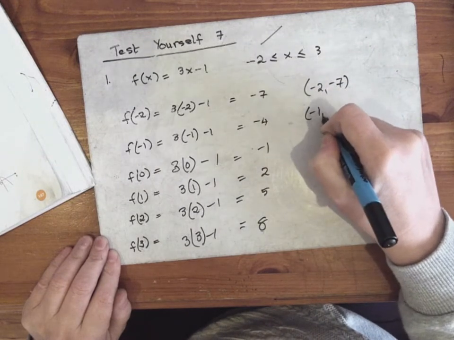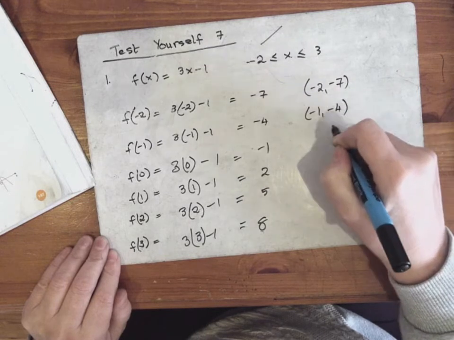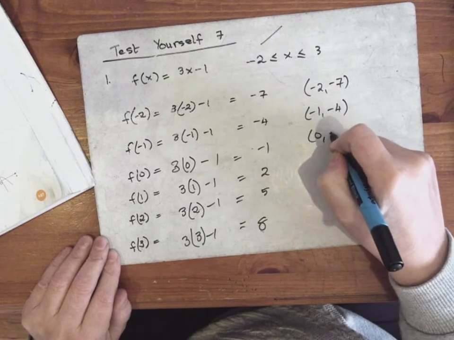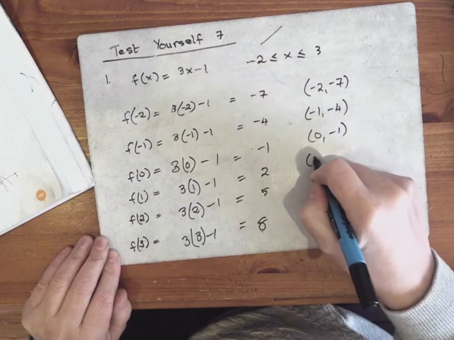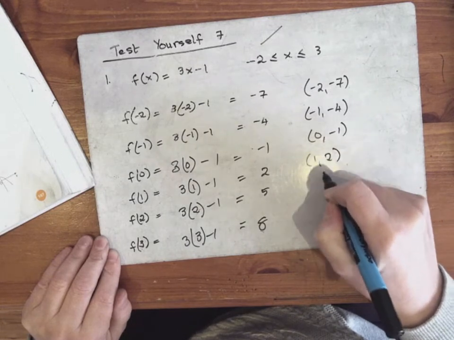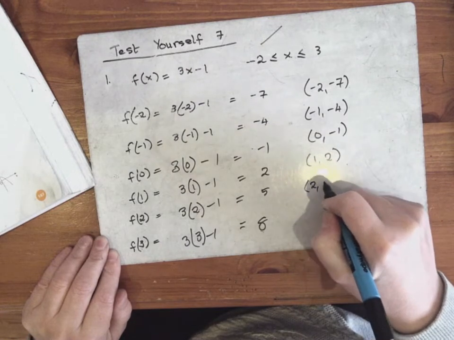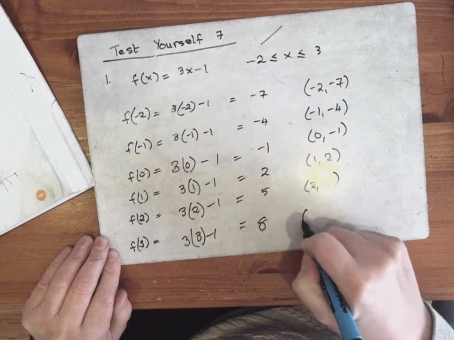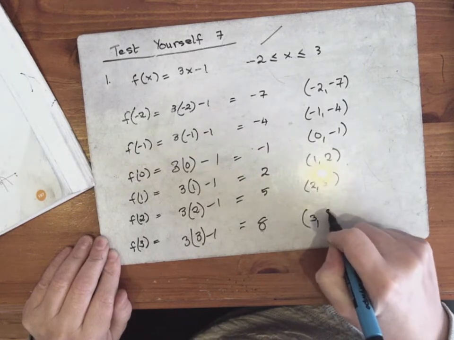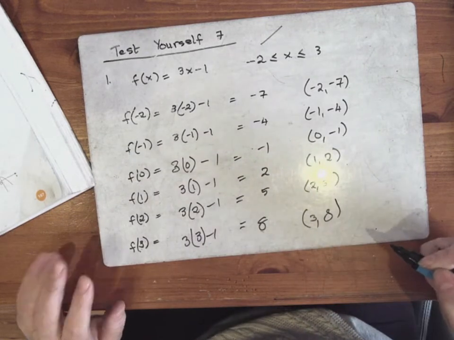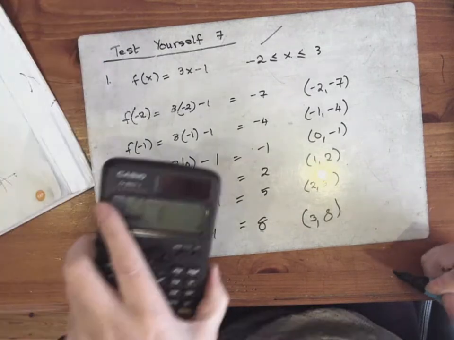minus 1, minus 4, 0, minus 1, 1, 2, 2, 5, and 3, 8. Or you could do it in your calculator.